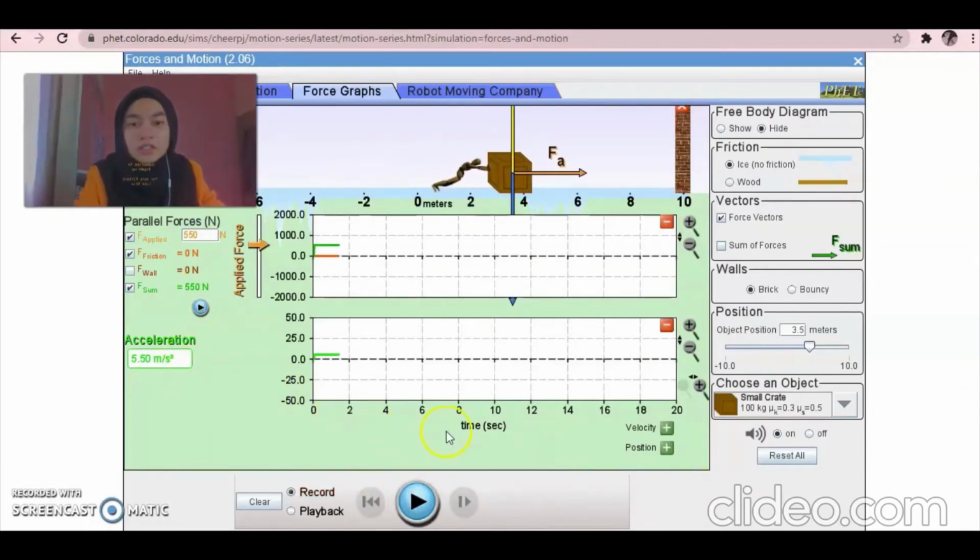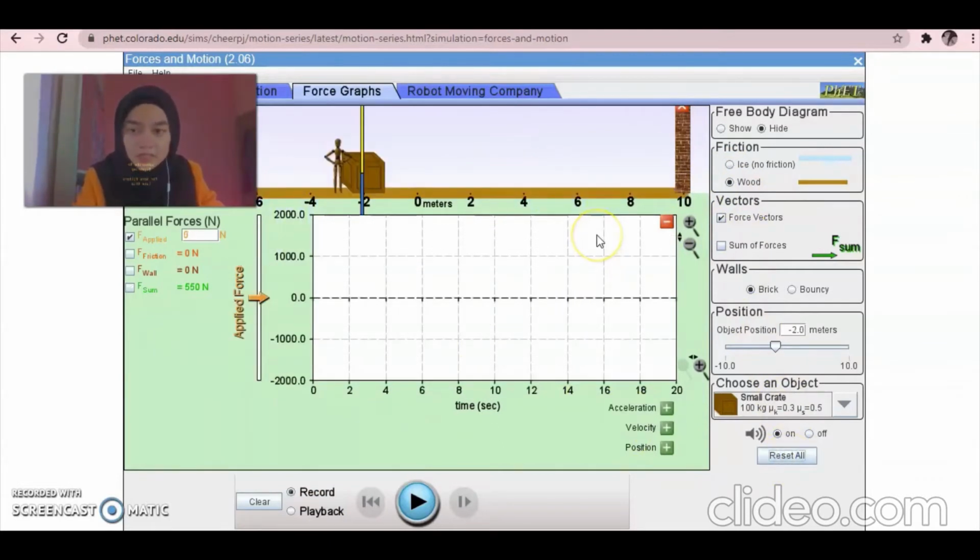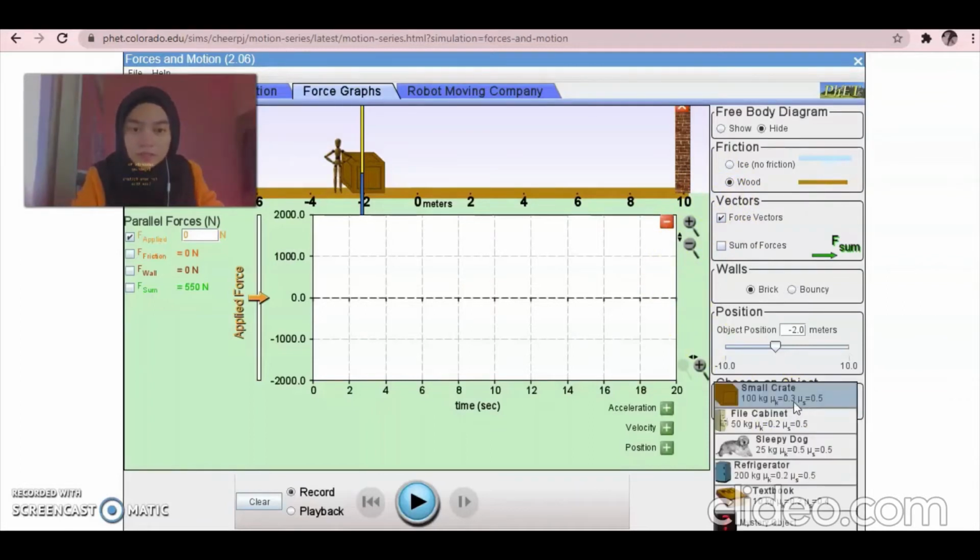After all the data for the experiment on ice surface has been collected, press the Reset All button once again and repeat the same steps. Use the same values but only change the friction into wood surface. All the other steps are the same. The object we use is still the small crate.